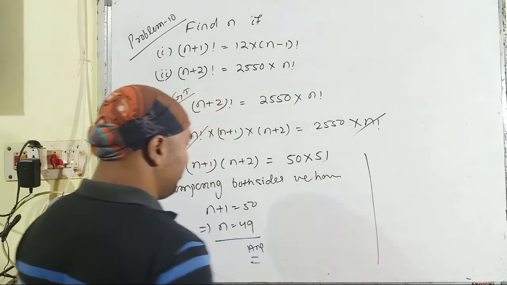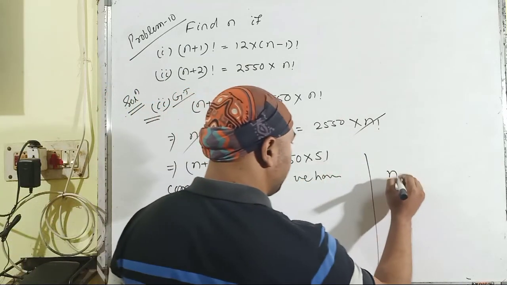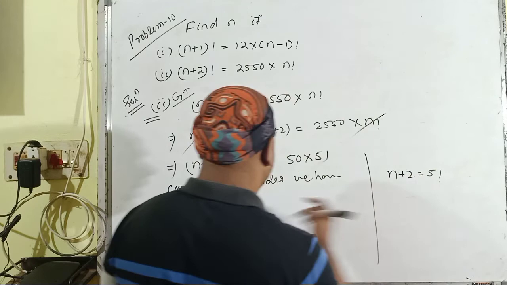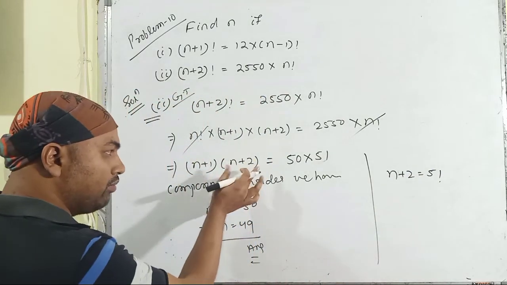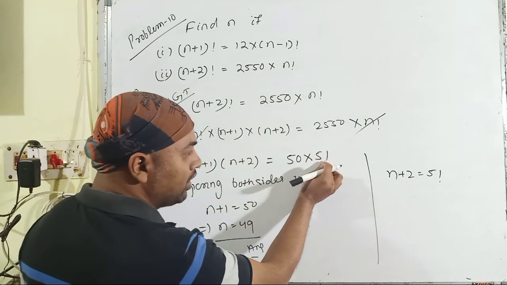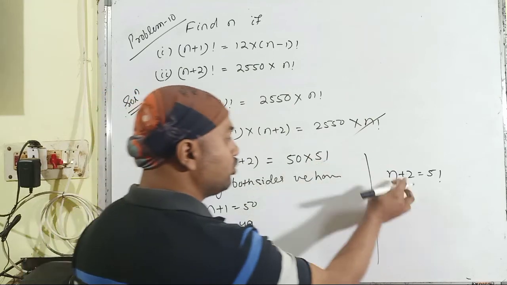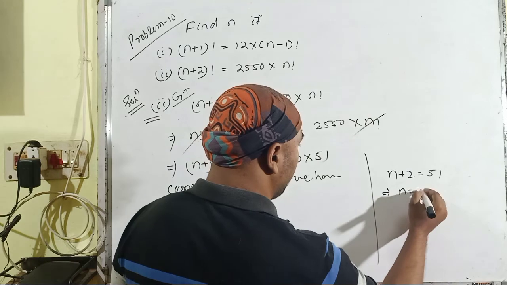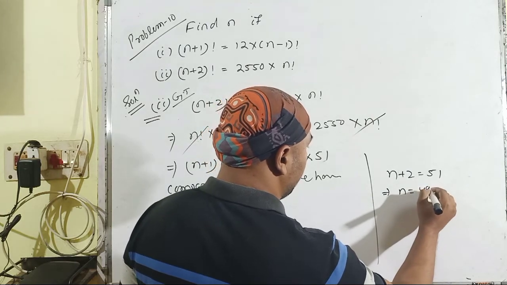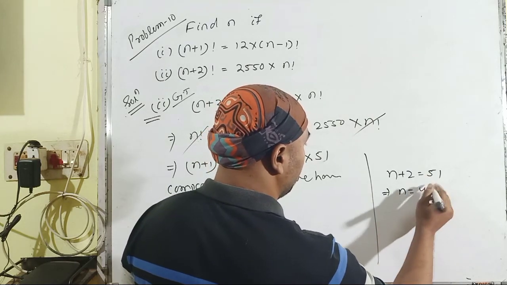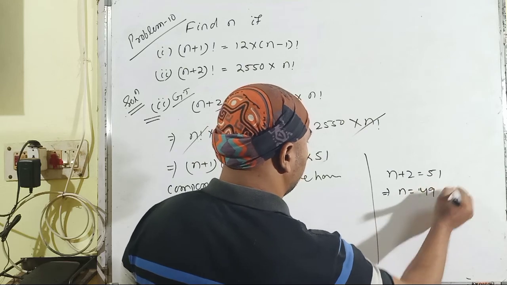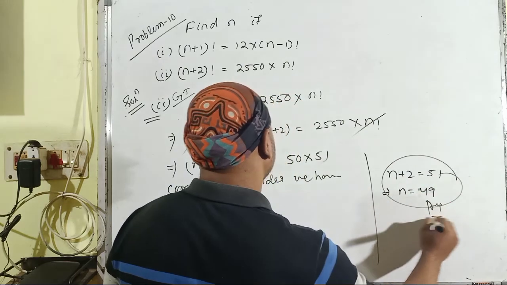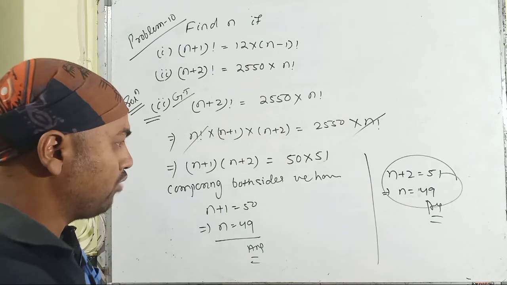Suppose you have compared n plus 2 with 51. The greatest number on the left hand side is n plus 2, and the greatest number on the right hand side is 51. So n plus 2 is compared with 51. Then also we get n as 49, the same result. And you have to write down one out of the two.